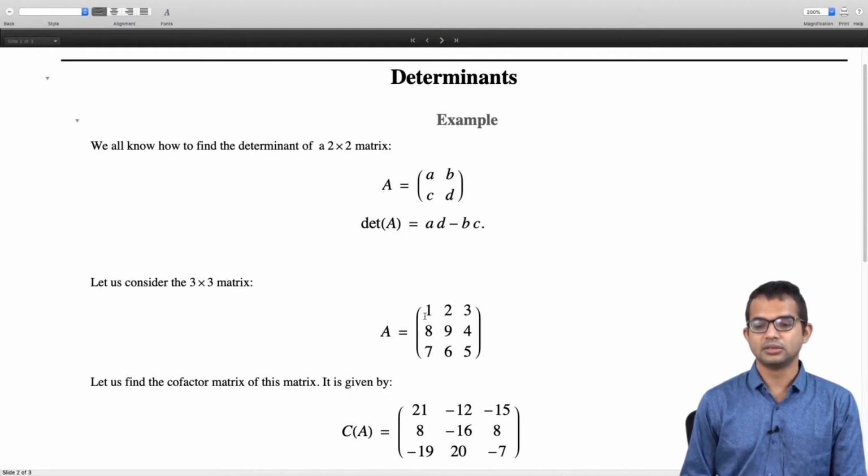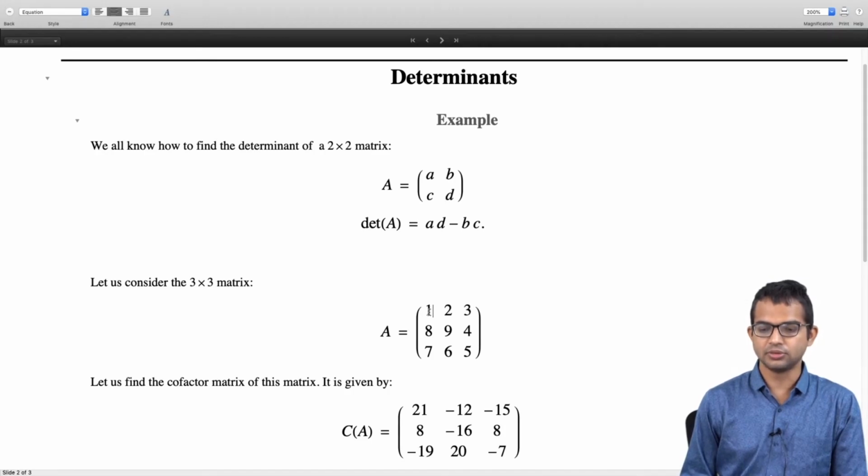Let's look at the first element here, the first row, first column, so that's 1. The way to find its cofactor is to ignore the row and the column that this particular element represents. So you forget about this row, and you also forget about this column. You imagine that this doesn't exist. Then you are left with just this 2 by 2 matrix, and you have to find its determinant. What is the determinant of this? It's 9 into 5 minus 4 into 6. That's just 21. So the cofactor of 1 is 21.